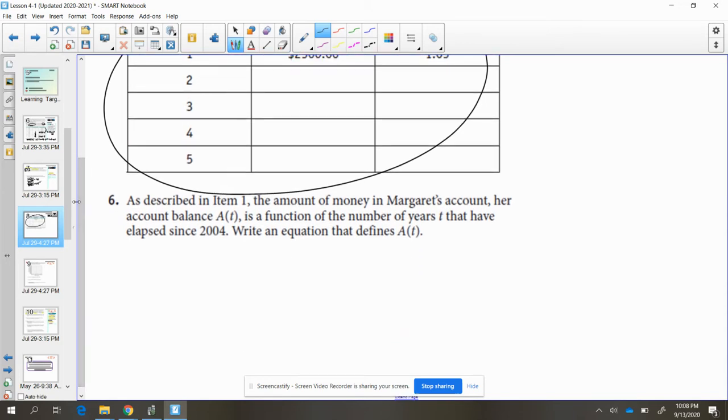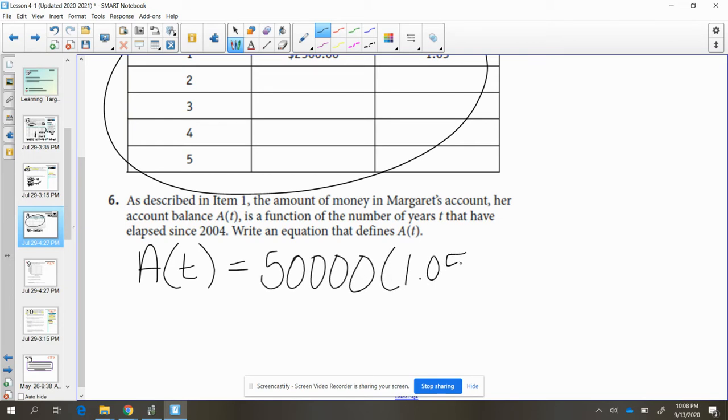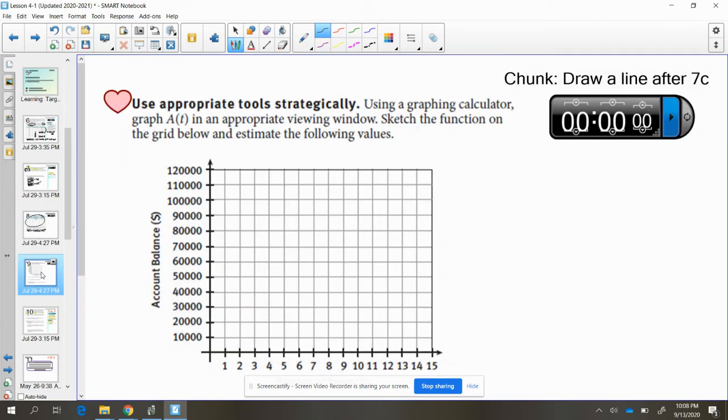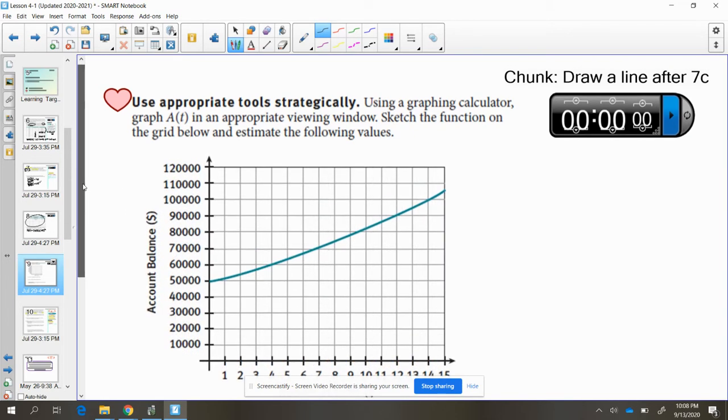But really what we're trying to do, going back to Margaret's problem, is look at a function that is talking about this rule. Essentially, we're taking that starting balance of $50,000 and multiplying it each time by 1 plus 0.05, or 1.05, to the t power. And then we could just plug in the year we are looking for to figure out what the balance in her account is.